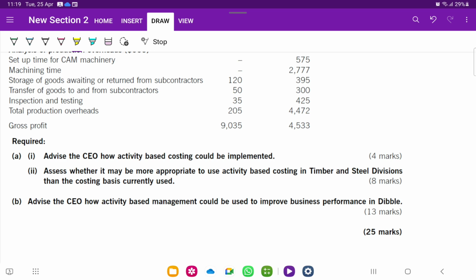So this question doesn't include those professional marks, right? So advise the CEO. You are supposed to keep your tone in an advising mode. How to do that, right? How activity based costing could be implemented. So the implementation of ABC is required, and how you are supposed to do that. And keep in mind that this is just 4 marks.